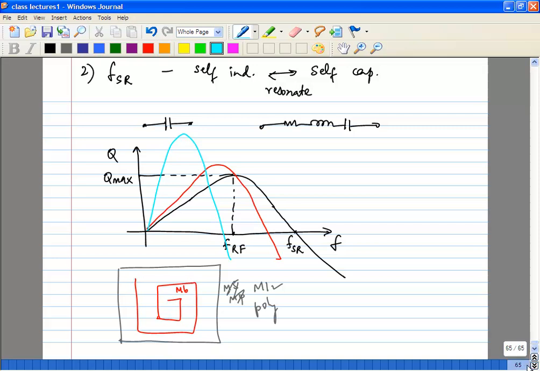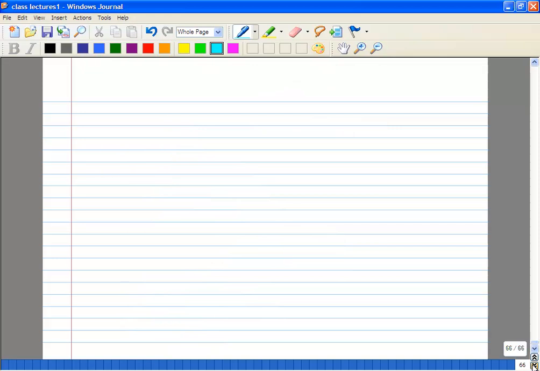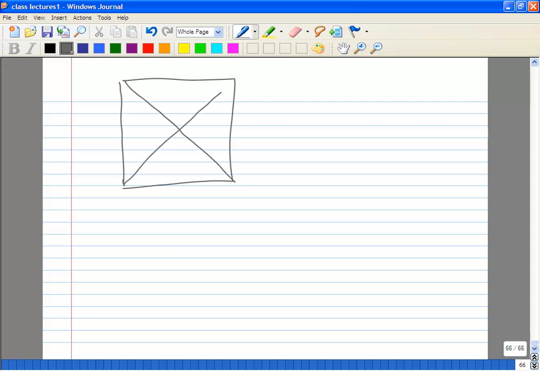Now it turns out you can do even better. Let's say this is your ground shield. The ground shield will still have some eddy currents. I'll tell you what this is for, but what you can do is what is called slotting.